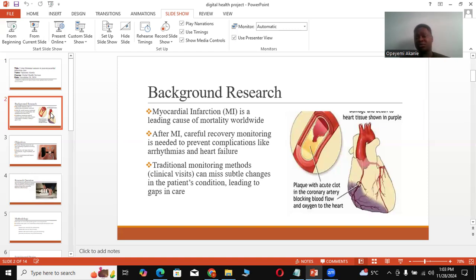So the traditional method of monitoring these patients actually creates gaps between the clinician and the patient. So because the clinician cannot actually monitor this patient while they are at home. So which brings us to this process of monitoring this patient in real life after myocardial infarction.